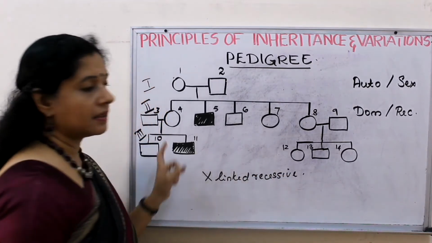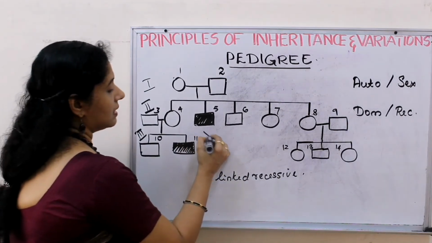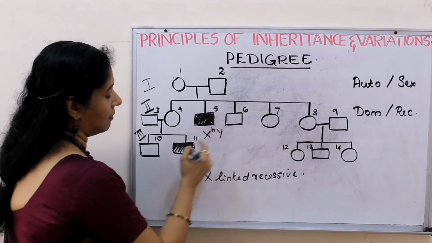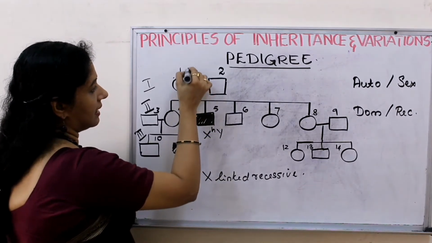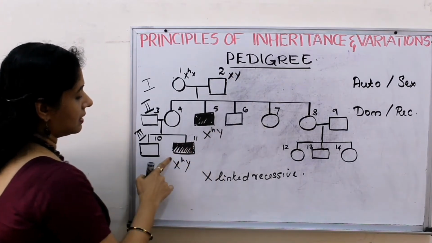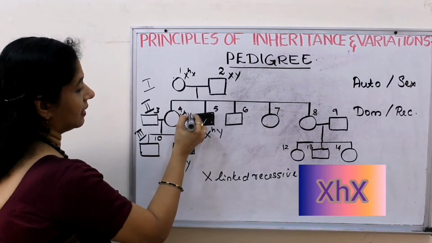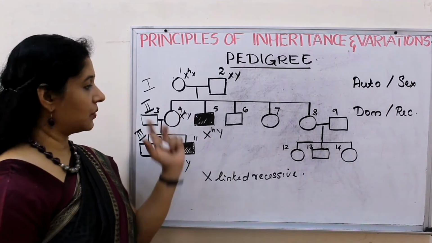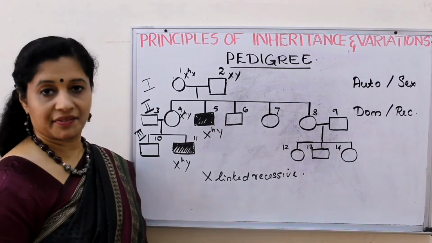So actually, this is a typical example of a pedigree showing hemophilia. So we know this son is XHY, hemophilic. Mother is a carrier, XHX, father is normal, right? So this son is also XHY, so this mother is also a carrier. Okay, so if it is sex-linked recessive, only males are affected.